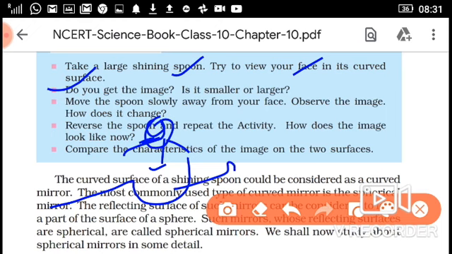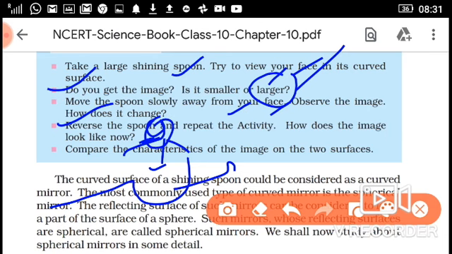Yes, we will get the image. Is it smaller or larger? When you do this activity, then you will see whether your image is small or large. Move the spoon slowly away from your face. Observe the image. How does it change? Means when you are moving it away, then its size changes. You can perform this activity.